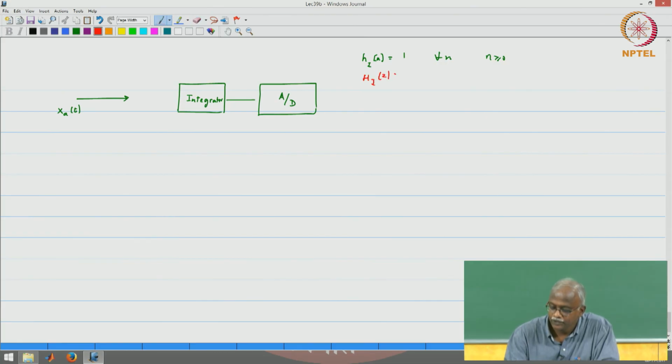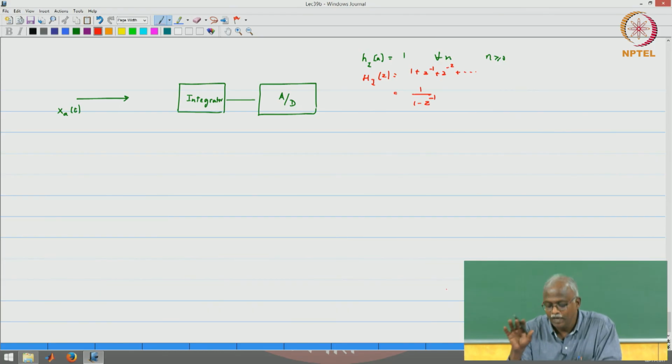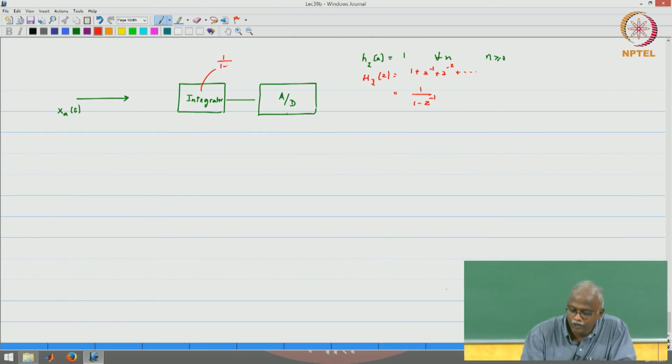the integrator Hi(z) is 1 plus z inverse plus z to the minus 2, and so on, which is 1 over 1 minus z inverse. Is it stable? No, it has a pole on the unit circle, so it is not a stable system. A discrete time integrator is not a stable system. However, if you were to control the stability part, think of this as 1 over 1 minus z inverse. If you need to cancel out the effect of the integrator, you must differentiate first.